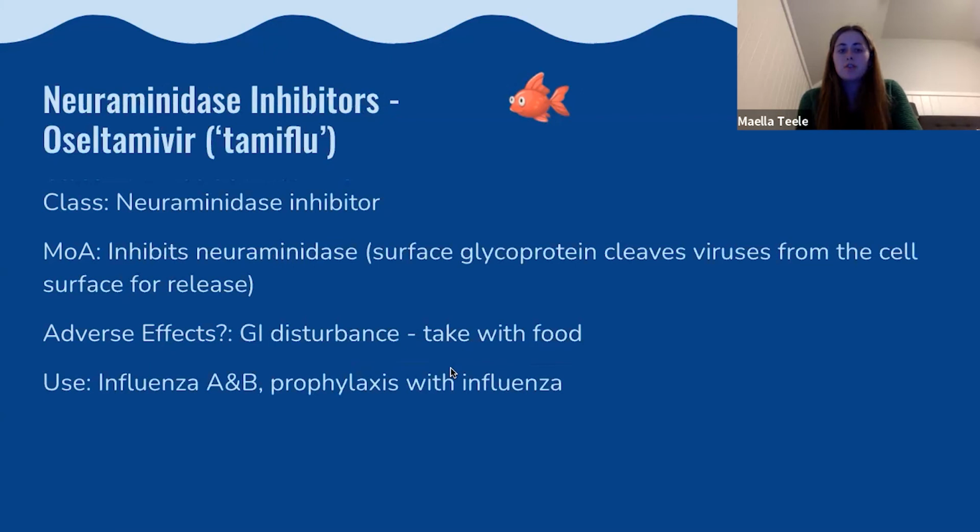Next, you've got your neuraminidase inhibitors. You've got oseltamivir, which is also known as Tamiflu. That's the brand name that everyone knows it by. This one inhibits neuraminidase, and it can cause GI disturbance. So it's usually taken with food, and this one is used for influenza.